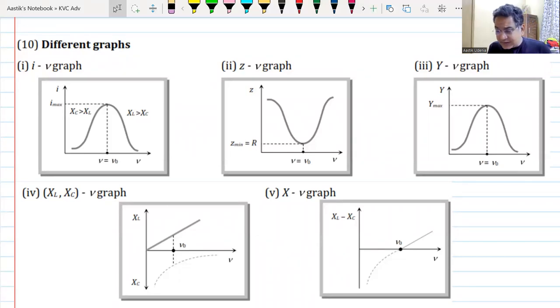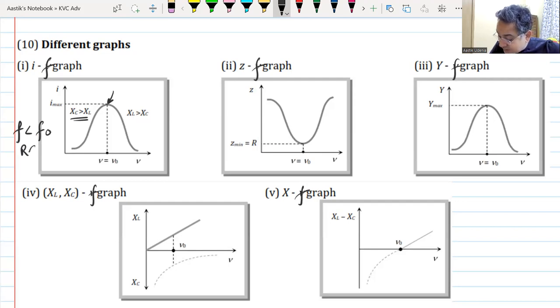Then we have these graphs. These are very important graphs. These are graphs between current and f. If you are confused with v, v is frequency. Then impedance and f, admittance and f, XL and XC and f, and X and f, where f is the frequency. You can see at resonance, the current is maximum. Before resonance, frequency less than resonant frequency, f less than f naught, the circuit behaves as an RC circuit. When f is greater than f naught, it behaves as an RL circuit because here XL will become greater than XC. Before that, XC will be greater than XL.